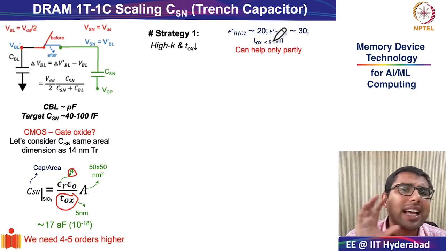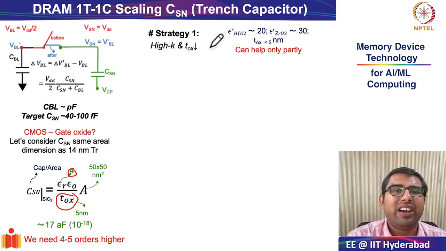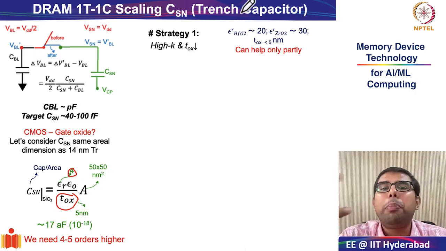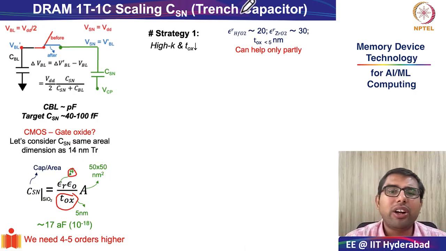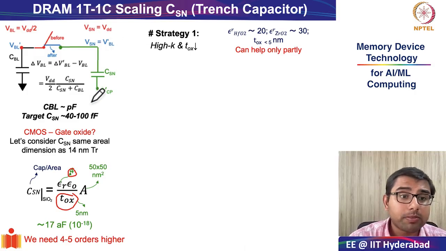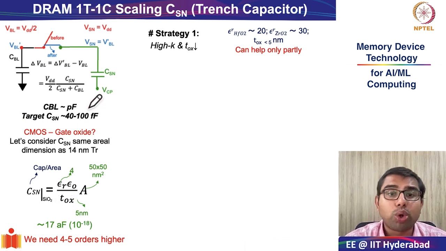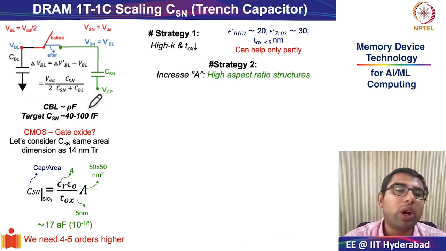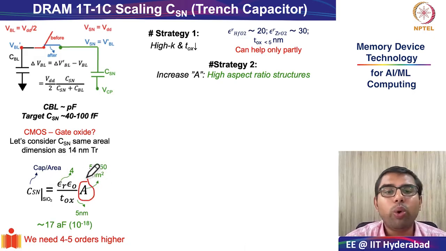But be that as it may, you have to understand that even if you increase the epsilon R value to some extent and reduce the Tox, it will only help you partly. It might help you 1 order of magnitude, half an order of magnitude, or maybe maximum 2 orders of magnitude. But we are off by several orders of magnitude from our target storage node capacitance. The solution lies only in playing with area. How can you increase the area of your storage node capacitance? The only way to do that is by having high aspect ratio structures.